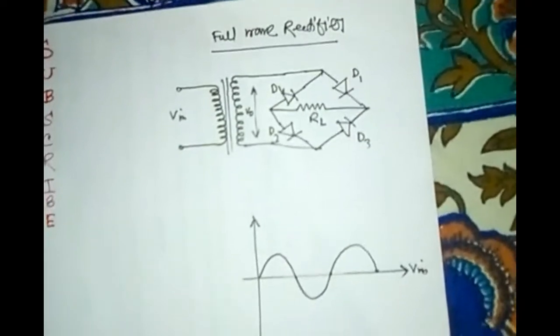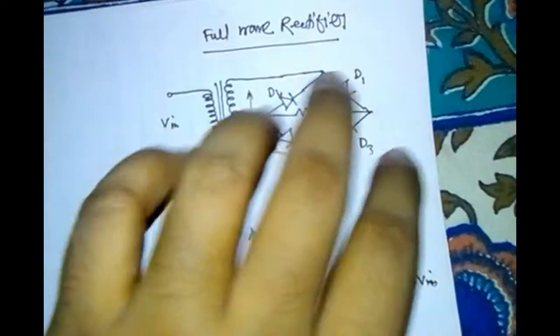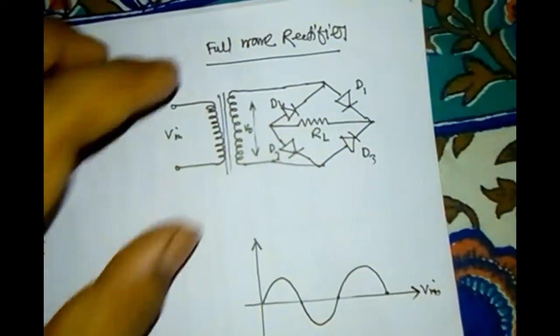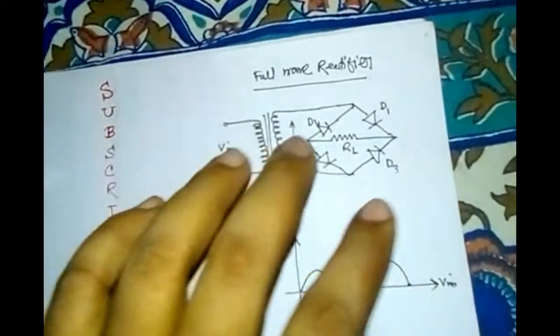And now here it is the full wave rectifier. I am giving another AC supply here, and this is a bridge circuit of diodes. Four diodes are used and I will get an output. Now the difference is that for the half wave rectifier I have used only one diode, and for the full wave rectifier, the bridge circuit, I have used 4 diodes.